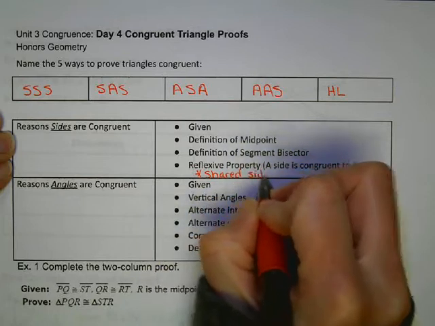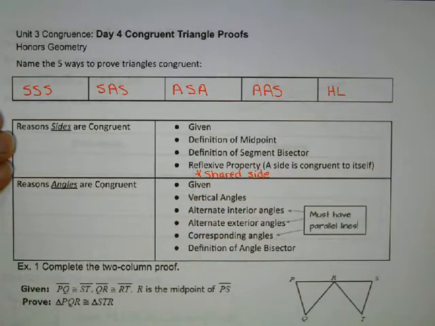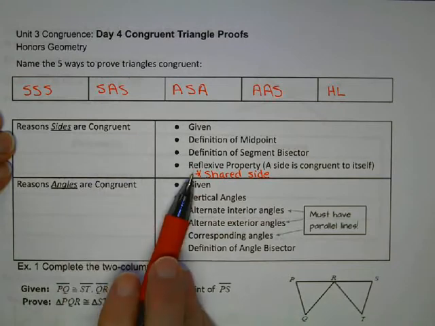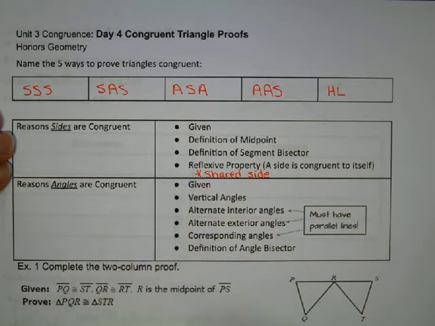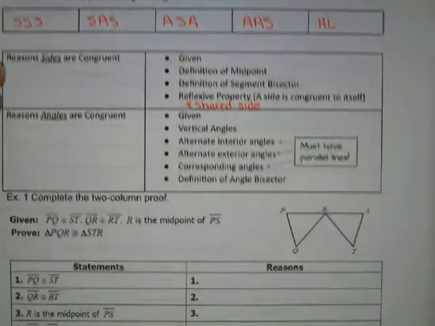We had those in the pictures, and I said that's something you can assume: if they share a side, it's congruent. So we write that in the proof as reflexive property, because it's equal to itself.